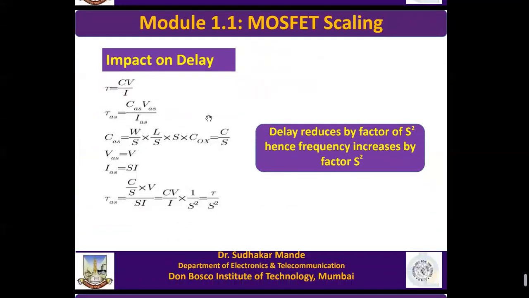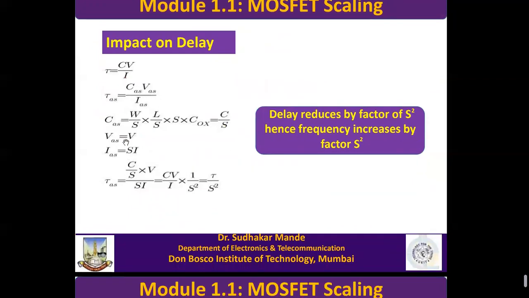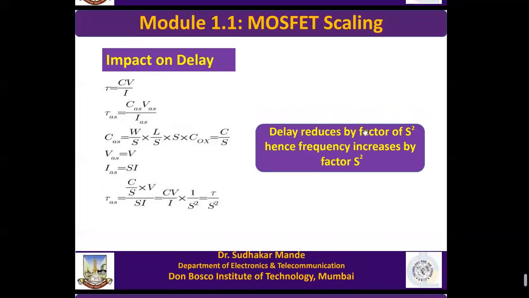Now the impact on delay. In the same way we calculate the impact. Here the voltage remains constant, while current increases by factor S. Capacitance reduces by factor S in constant voltage as well as constant field scaling, but voltage remains the same and current increases by factor S. When we substitute all these values, the delay reduces by S square. In constant field scaling, delay reduces by S only. Here it reduces by S square. So delay reduces by factor S square, hence frequency increases by factor S square. So suppose I want more frequency, which scaling will you prefer? Voltage scaling you will prefer, right?